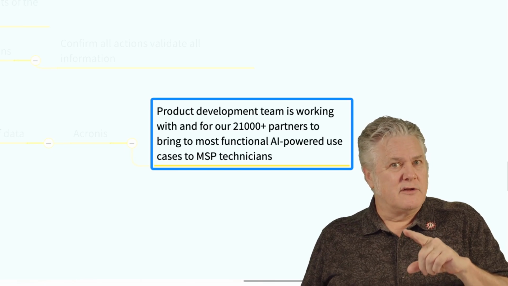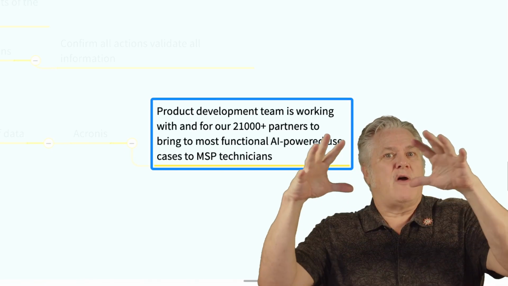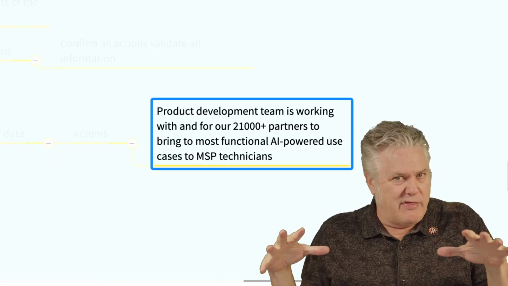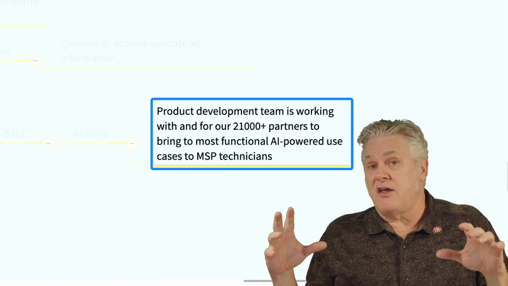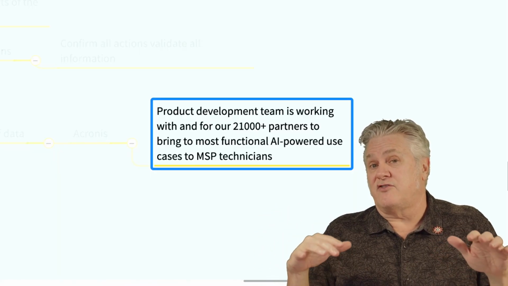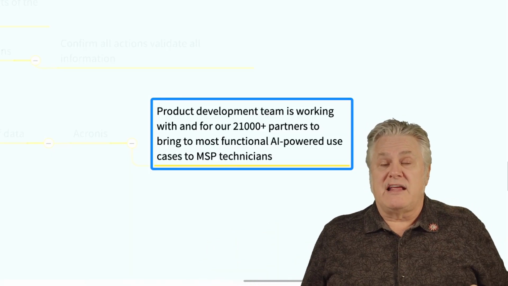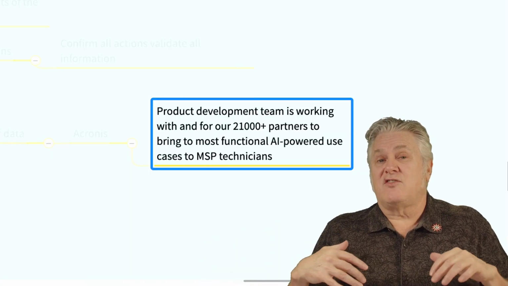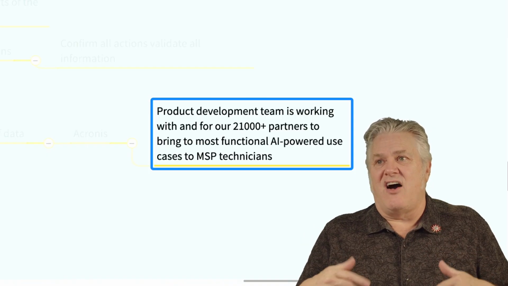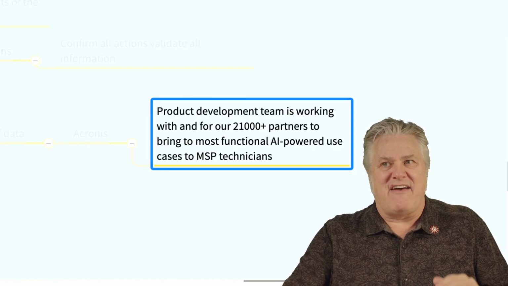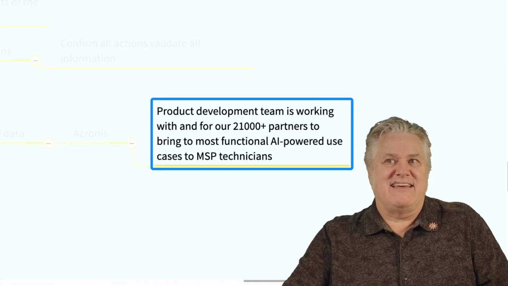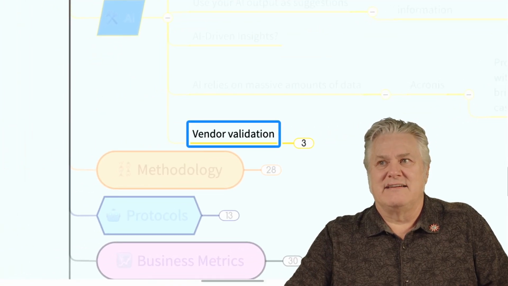21,000 partners. Those 21,000 partners also have customers below them. In theory, if the managed service providers and the customers bring all of their data together, they will get some AI insights that they otherwise would not have had. And that, I think, is a really good idea.